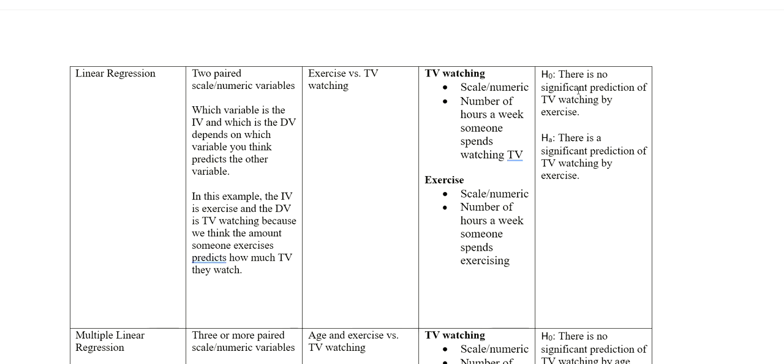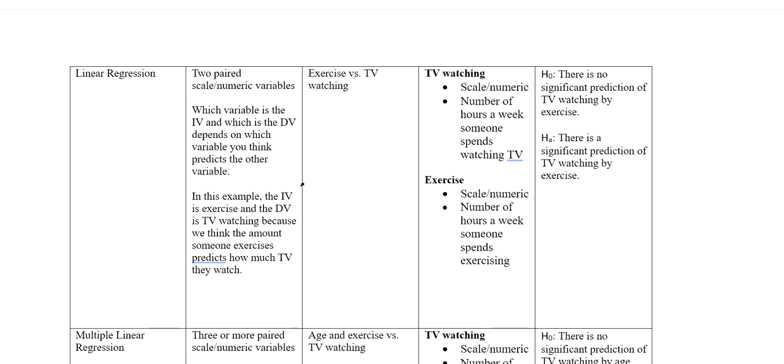And you can see that over here in our null hypothesis. There is no significant prediction of TV watching by exercise. So we don't think exercise can predict TV watching. And then we've got our alternative, that there is a significant prediction of TV watching by exercise. And our type of variable, that stays the same. TV watching is still our scale numeric, and the exercise is still number of hours a week someone spends exercising.